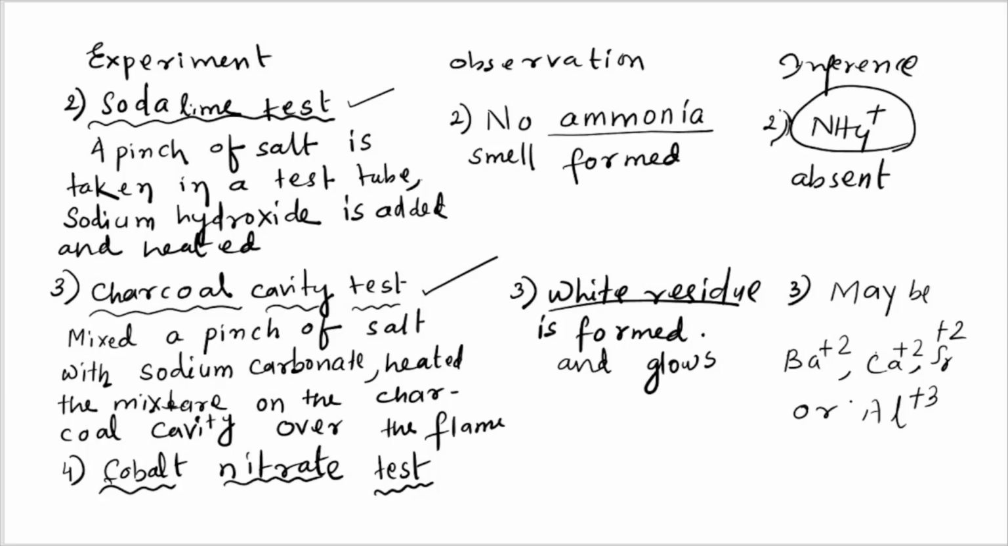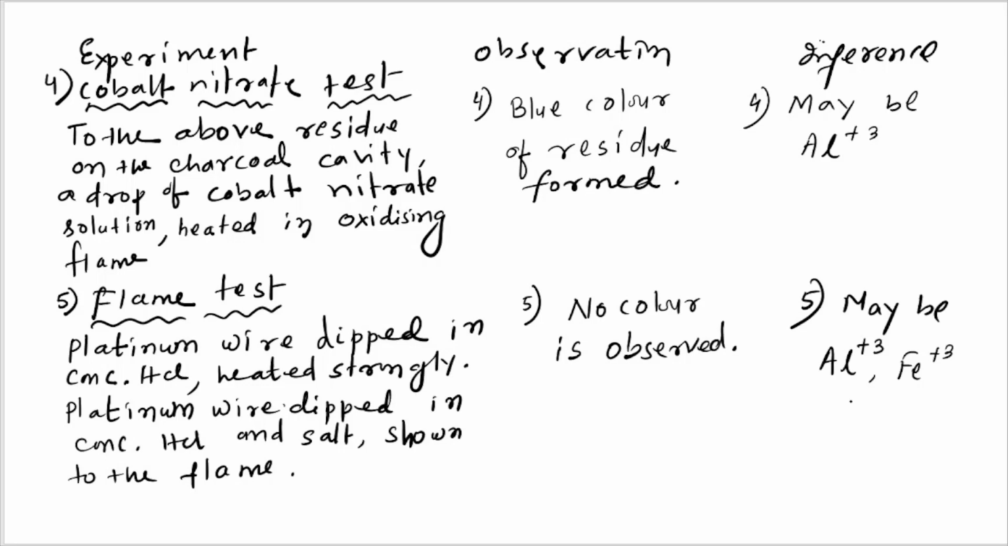Since a white residue is formed in the charcoal cavity, you may proceed to the cobalt nitrate test. Add cobalt nitrate solution and heat in the oxidizing flame. Remember, cobalt nitrate solution, then in the oxidizing flame a blue colored residue is formed. This is called the cobalt nitrate test. This is very important. It may be aluminium. There is a chance it may be aluminium, but you are not confirming whether aluminium is present or not, it may be.